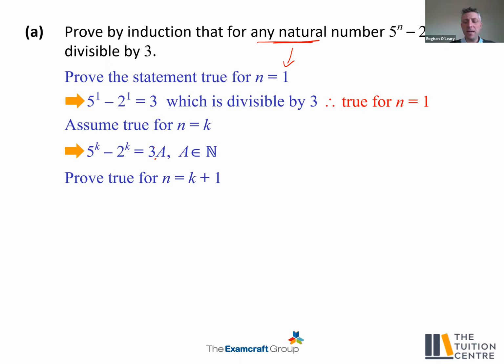Assuming it's true for n equals k, we're now going to prove it's true for n equals k plus 1. So we're going to replace k by k plus 1. Where I had k, I'm putting in k plus 1. Then I'm reorganizing this to say 5 to the power of k plus 1 is equal to 5 to the power of k times 5 to the power of 1. It's your first law of indices. 2 to the power of k plus 1 is 2 to the power of k times 2.